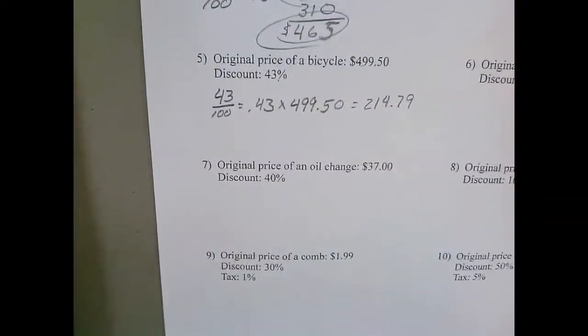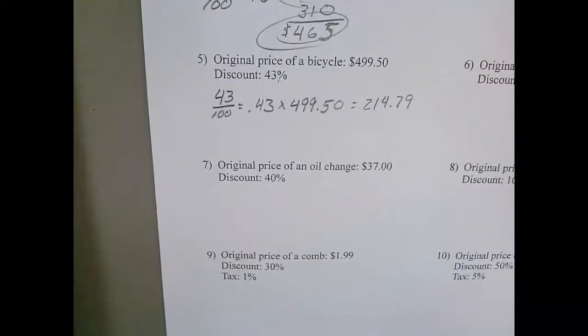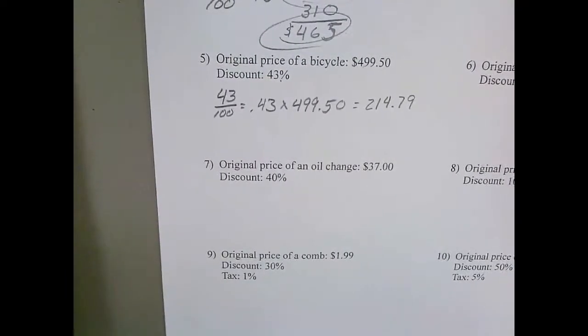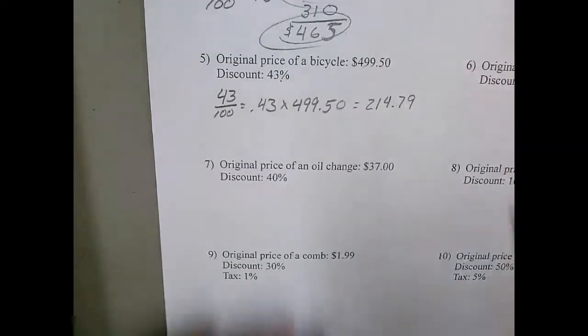Now, we don't want to add that to the value. We want that taken off of the $499.50. So think about it. Like if you go to the store and you're about to spend $500 and say, well, it's 43% off. If you went up and you paid $700, hopefully you would say, no, I'm getting overpriced here and you're overcharging me. So we're going to subtract it in this case.